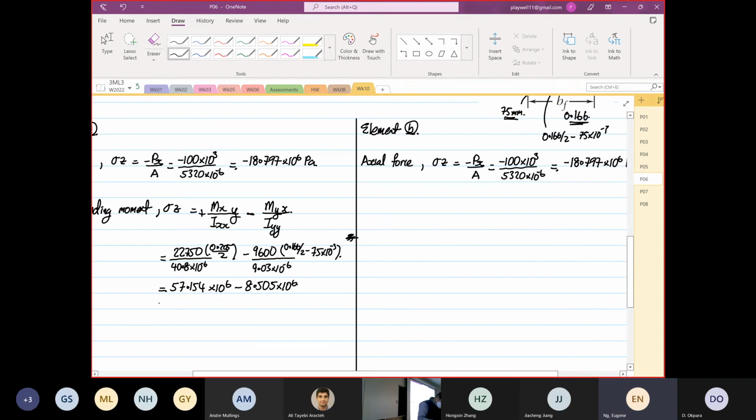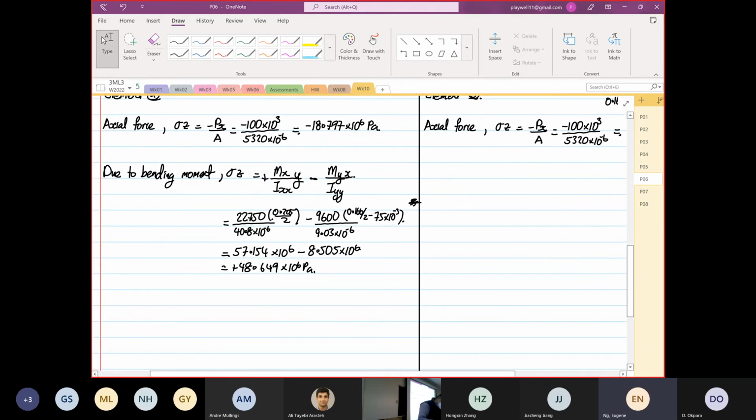So this will be equal to 57.154 to the power of 6 minus 8.505 to the power of 6, which is equal to positive 48.649 times 10 to the power 6 Pascal. Okay, let me do it again: 57.154 to the power of 6 minus 8.505 to the power of 6.